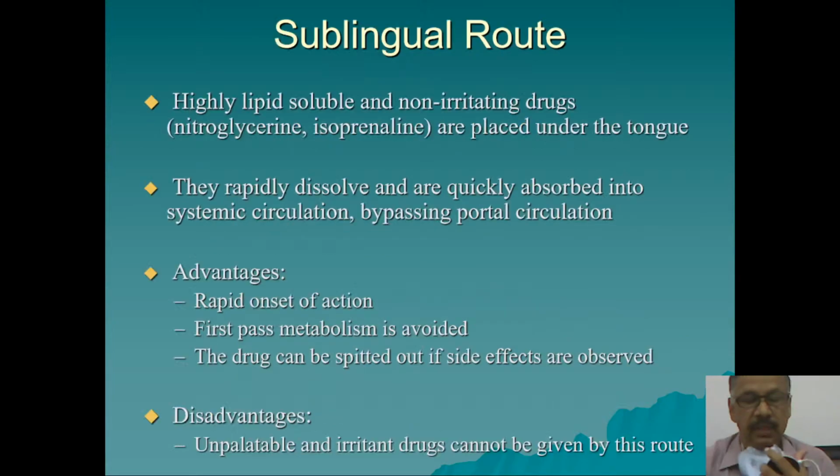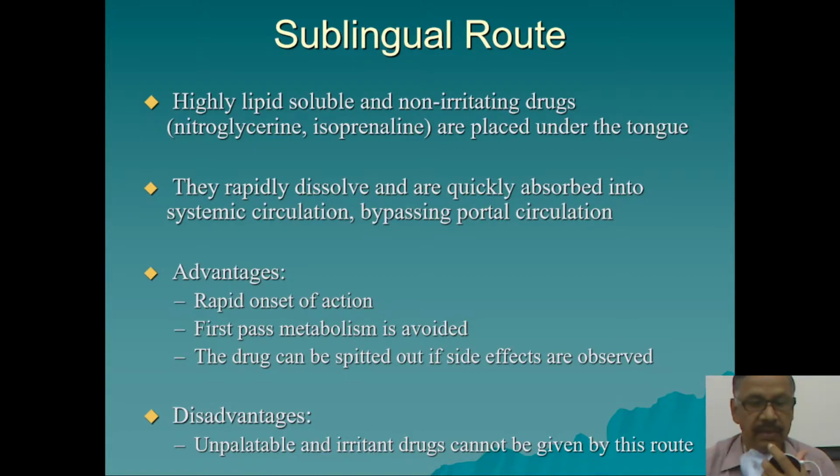Sublingual tablets, which are to be placed under the tongue, are for highly lipid soluble and non-irritating drugs like nitroglycerin or isoprenaline. They rapidly dissolve and are quickly absorbed into the systemic circulation, bypassing the portal circulation. All those side effects because of the portal circulation, hepatic ones, can be avoided.